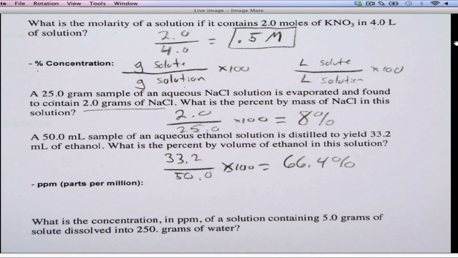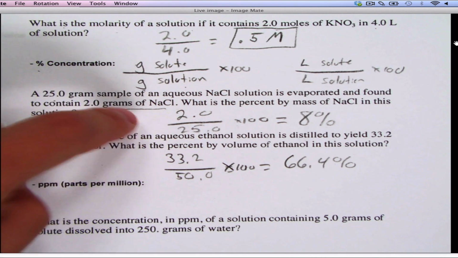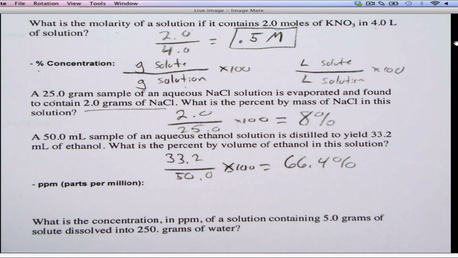All right, so those are pretty simple calculations. All we've got to do is know the formulas, and identify our solute versus our solvent, and they're usually pretty straightforward calculations.